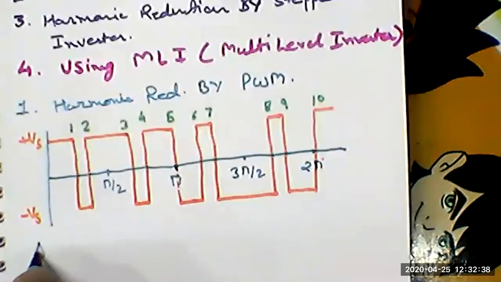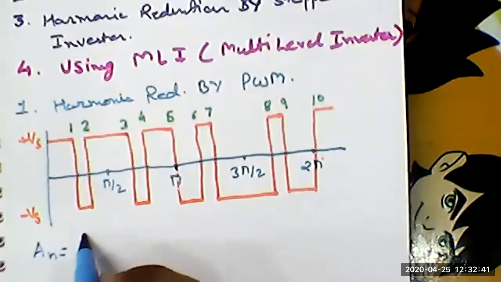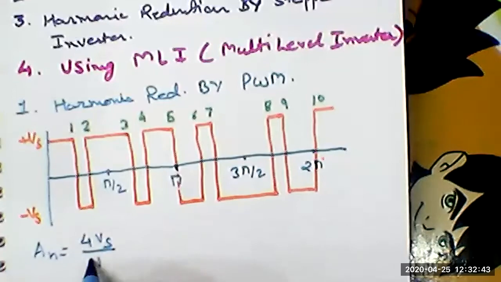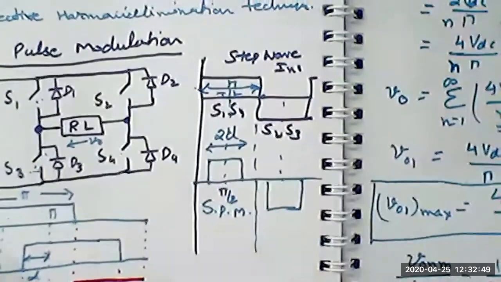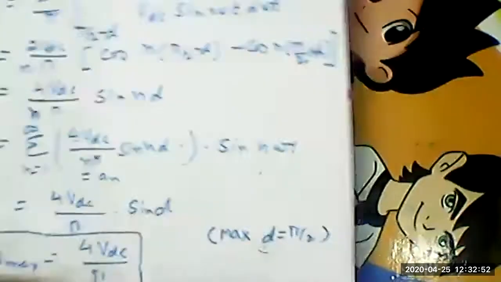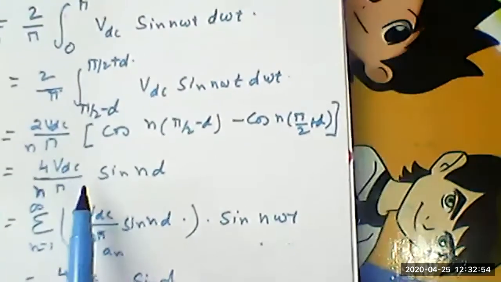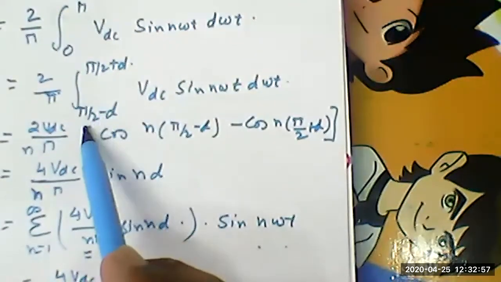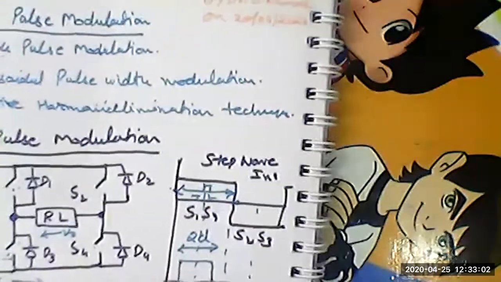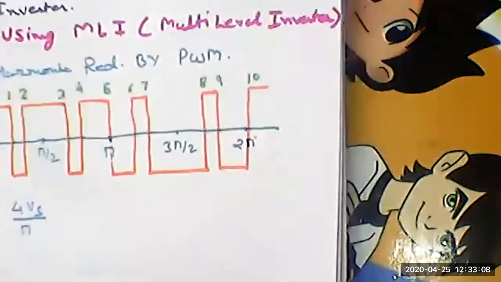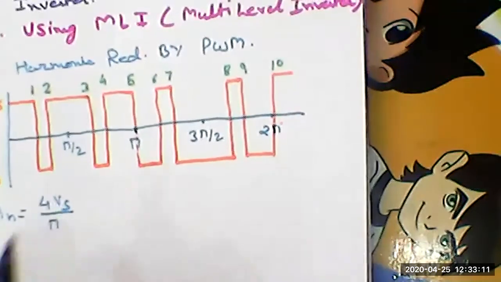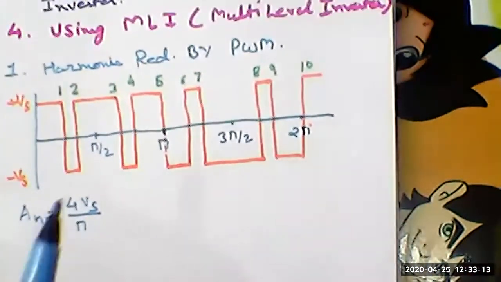Now an is given by 4Vs upon pi. All this thing you have already done. Don't think I am telling something new. It is the same, right? You have to integrate from pi by 2 minus d to pi by 2 plus d because there was only one pulse. The same thing I am going to do again. It is the old topic which we have already covered. We look at it from a different angle.